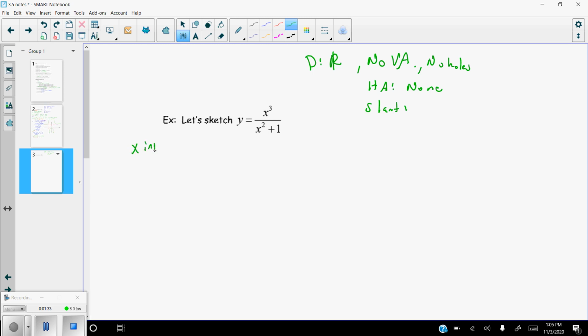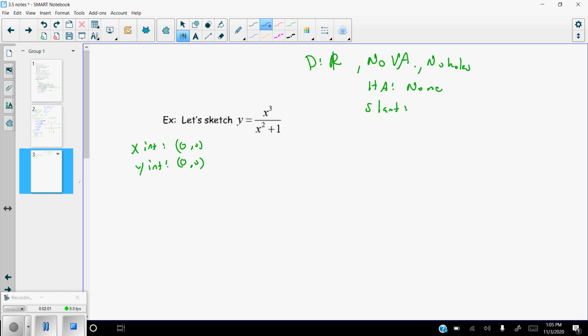X-intercept. The x-intercept is what's going to make the numerator 0. Well, the only thing I can plug into the numerator to make it 0 is 0. The y-intercept is what you get when you plug zeros in for all the x's, and in this case, that's going to be 0 over 1, which is also 0. So we end up with the x and y intercepts, again, just being at the origin. All right, we do have to figure out our slant asymptote.